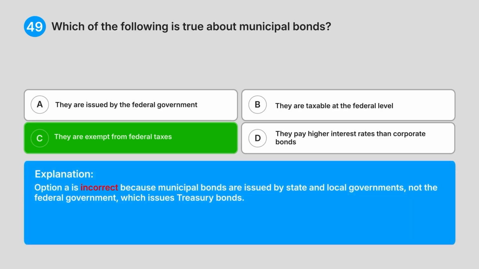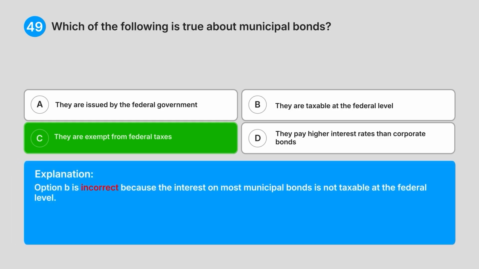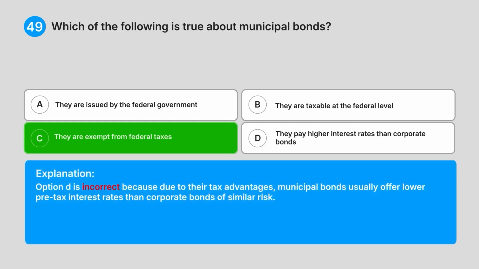Option A is incorrect because municipal bonds are issued by state and local governments, not the federal government, which issues treasury bonds. Option B is incorrect because the interest on most municipal bonds is not taxable at the federal level. Option D is incorrect because due to their tax advantages, municipal bonds usually offer lower pre-tax interest rates than corporate bonds of similar risk.